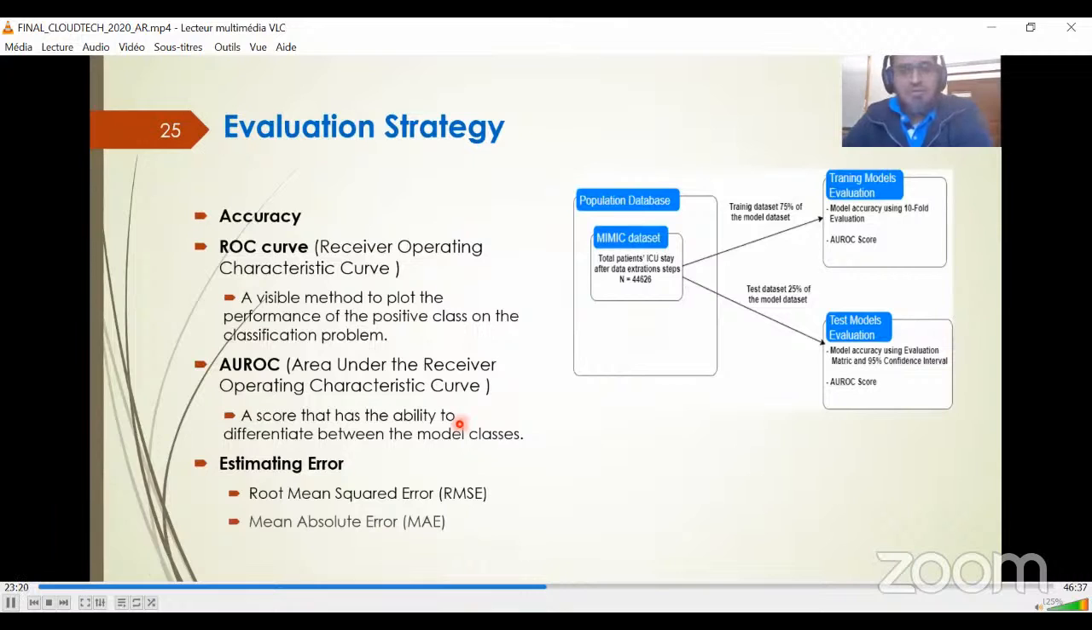I found that most of the researchers in the same field use these evaluation metrics. They use accuracy, they use the ROC curve, which is a feasible method to plot the performance of the positive class in a classification problem, and they use area under the ROC, a score that has the ability to distinguish between the model classes, positive or negative. Also, we use RMSE and MAE for the regression problem. We divide our population into 2 data sets, one for training, taking 75%, and one for test, only 25% of the entire population.